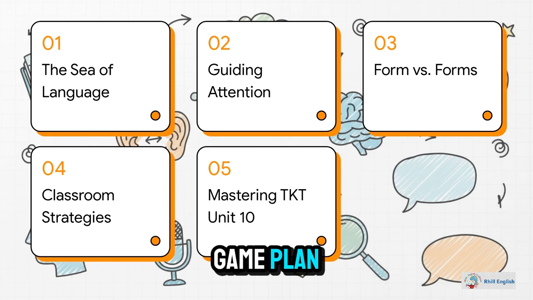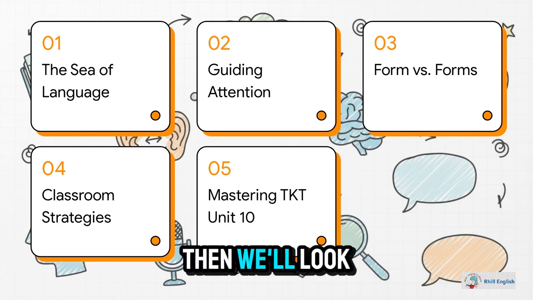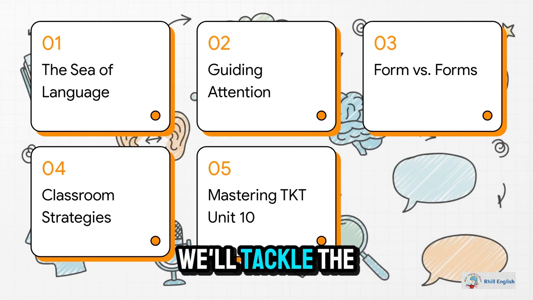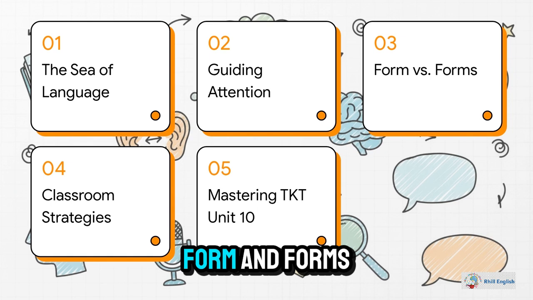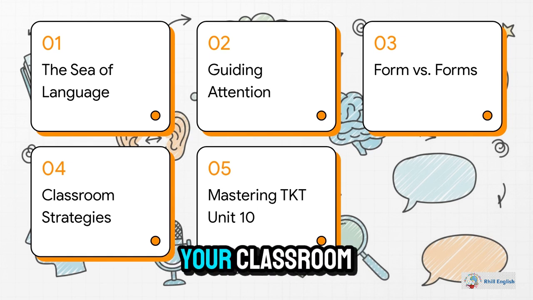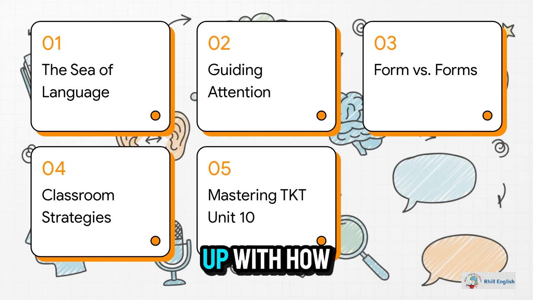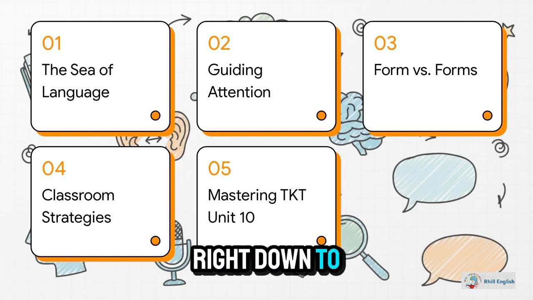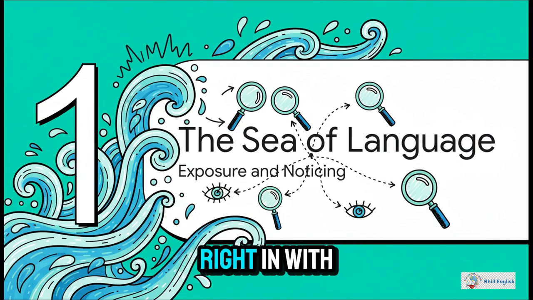Here's our game plan. We'll start with what I call the C of language. Then we'll look at how to guide our students' attention to form. After that, we'll tackle the super important difference between form and forms. Then we'll get practical with strategies for your classroom. And we'll wrap up with how to really master this for TKT Unit 10. It's all going to flow from the big ideas right down to what you can do in class tomorrow. All right, let's dive right in with our first section, the C of language.